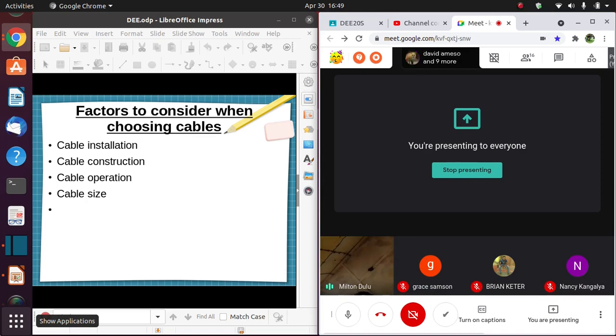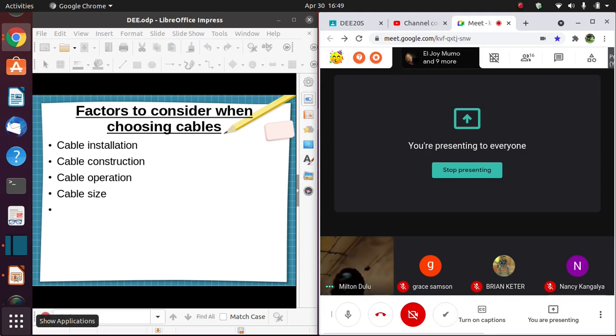Now, cable operation. Remember that your cable has an insulation. This insulation should be able to withstand the voltage stresses experienced during normal operating conditions and during abnormal operating conditions. Sasa kukiwa na shida kidogo cable yako your insulation fails. There has to be that allowable limit that the insulation of that cable can withstand.